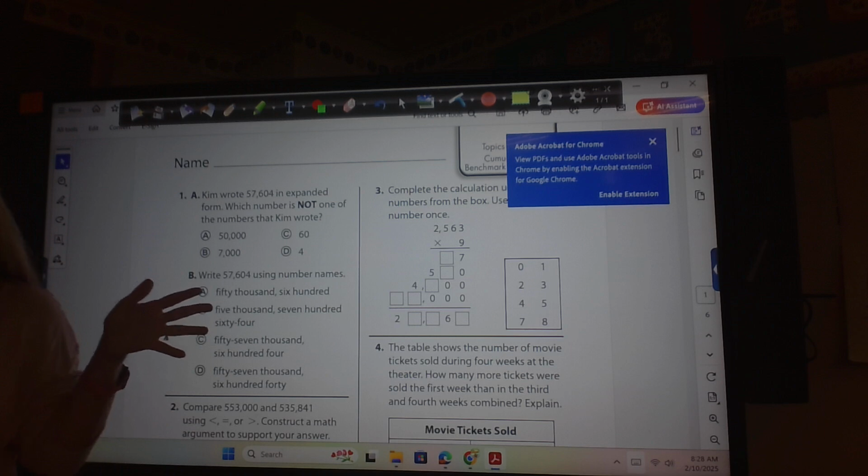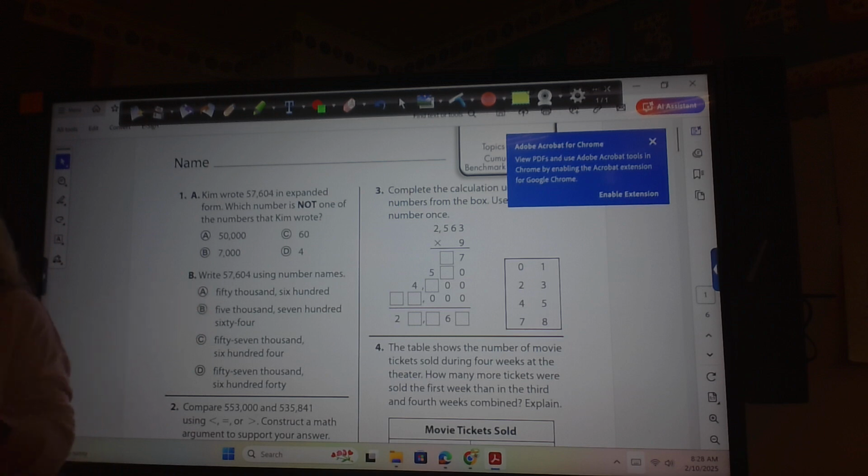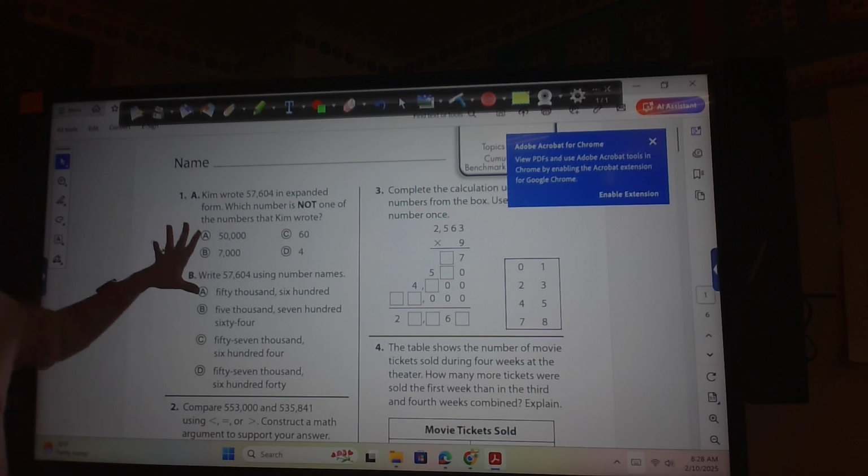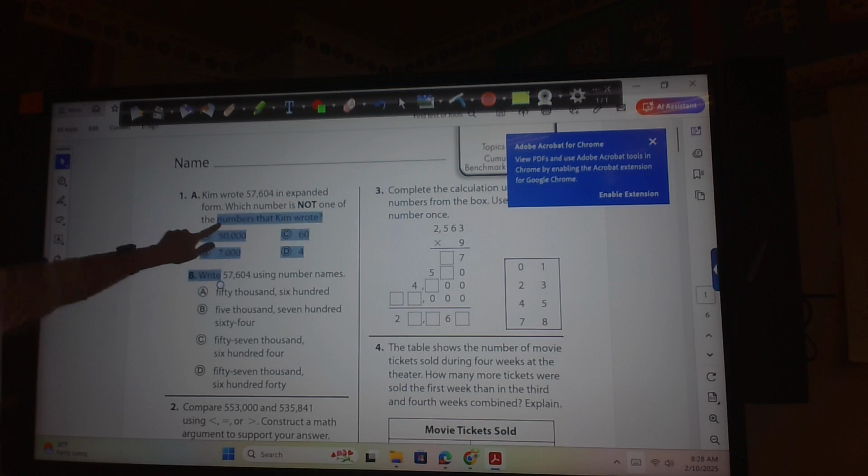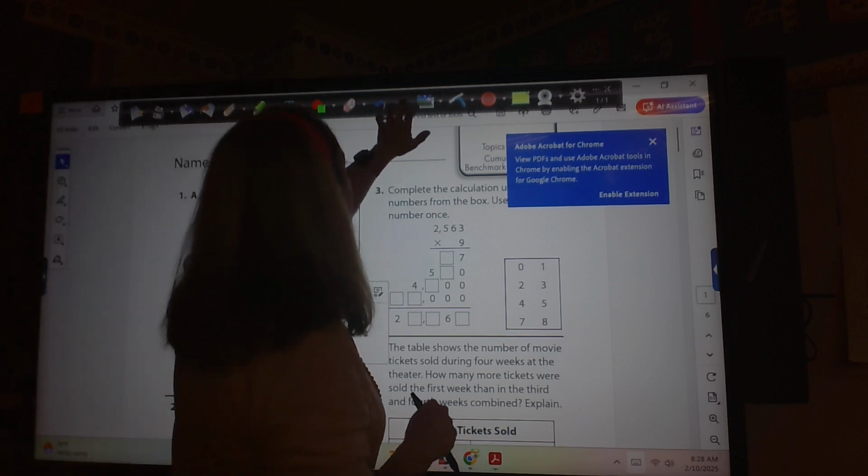It's expanded form. I had some kiddos last week ask me questions about how to do expanded form. Guys, you gotta know how to do that. That is first, second grade work, okay? So if you need to practice this in your group, make sure that you know how to do this. That's number names. Definitely not going over that either.